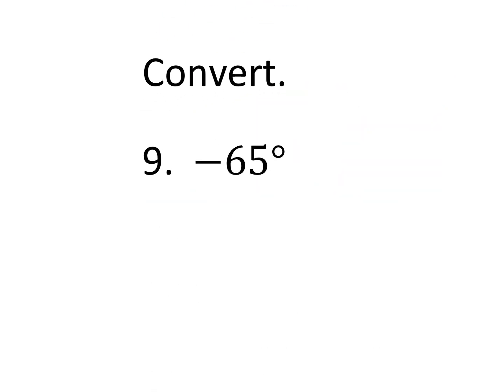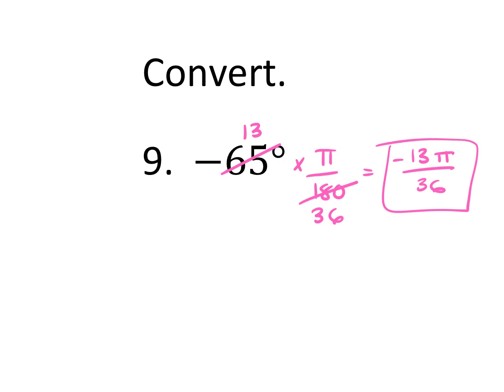All right, let's look at number 9. So we're converting. So how would we convert from degrees to radians? Multiply by pi over 180. Perfect. So I'm going to simplify before I multiply. So 5 goes into both 65 and 180. So it goes into 65 13 times, and 5 goes into 180 36 times. So negative 13 pi over 36. Can we simplify this anymore? Nope. So this would be our radians.